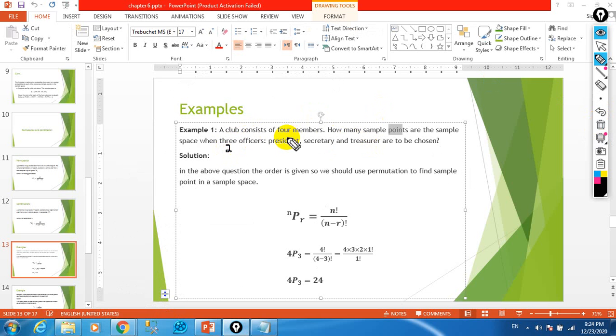For example, we choose a president and a secretary, and after this we do not choose a treasurer. So now what will be the permutation? So find the permutation. If we want to choose two officers out of four officers, so what will be the answer? Now solve this in your notebook and tell me the answer. What will be the permutation? So now tell me the answer.